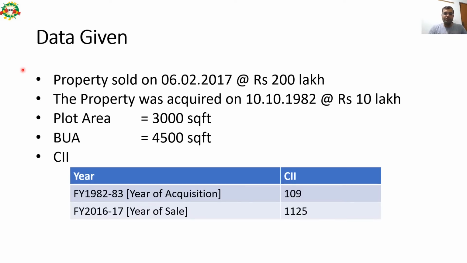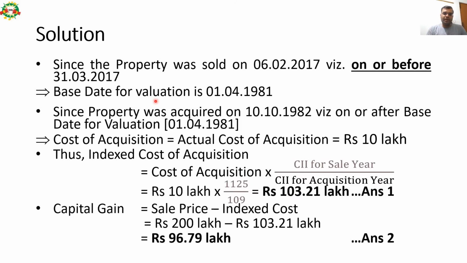Data given in the question: the property was sold on 6 February 2017 at a cost of 2 crore rupees, and the property was acquired on 10/10/82 at a cost of 10 lakh rupees. So plot area, built up area, and cost index for the year of acquisition and year of sale have been given in the question, equal to 109 and 1125. Again, first we have to see what was the actual date of selling the property. It is given in the question as 6 February 17.